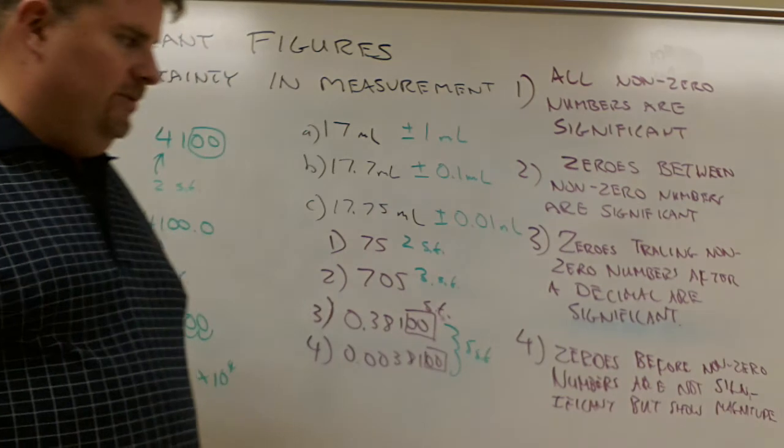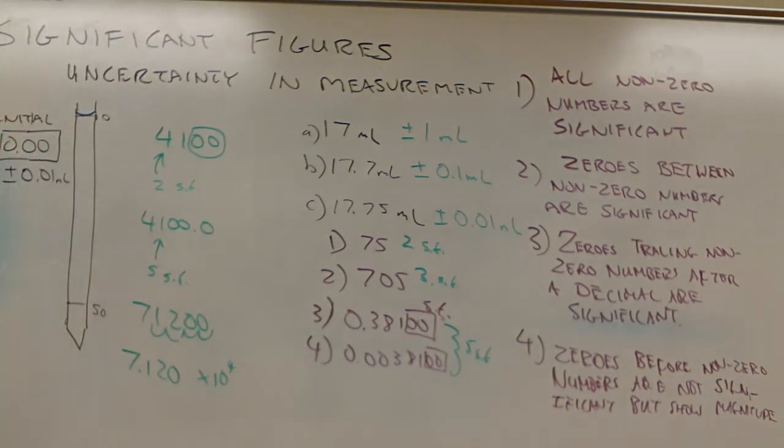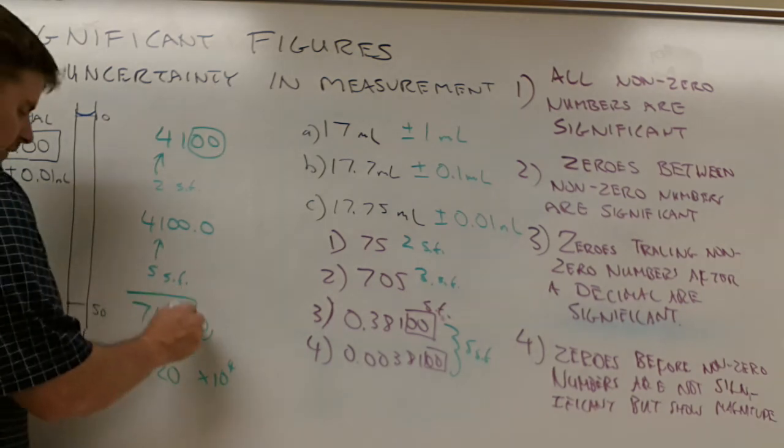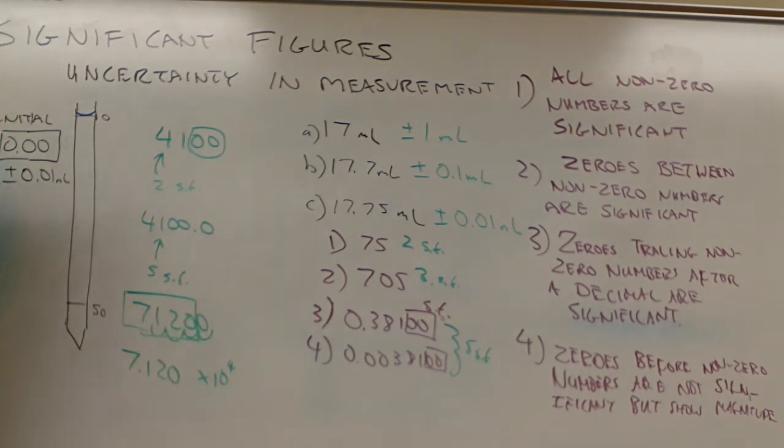Zeros trailing non-zero numbers after a decimal are significant. This is trailing non-zero numbers after a decimal. So the scientific notation doesn't imply, it actually tells us that this is a significant zero. The other zero, not significant. So the only 4 significant terms in this measurement are there.